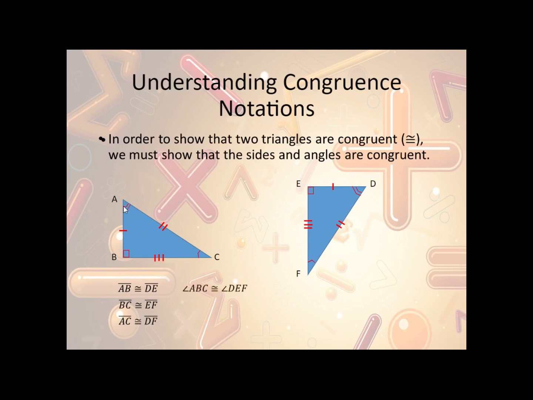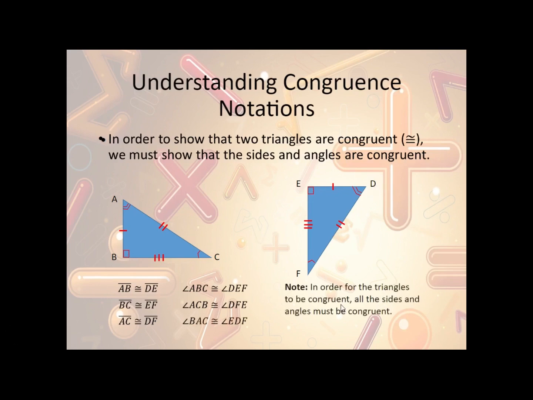Then I have my angles. Angle ABC is congruent to angle DEF because they're both 90 degrees. They both have the box. Then I have angle ACB, so the single arc, is congruent to DFE, single arc as well. And then I'll do my double arc. So BAC is congruent to EDF, and those are congruent. So now we've shown that all the sides and all the angles are congruent, so therefore the triangles are congruent. So we can now say that triangle ABC is congruent to triangle DEF.